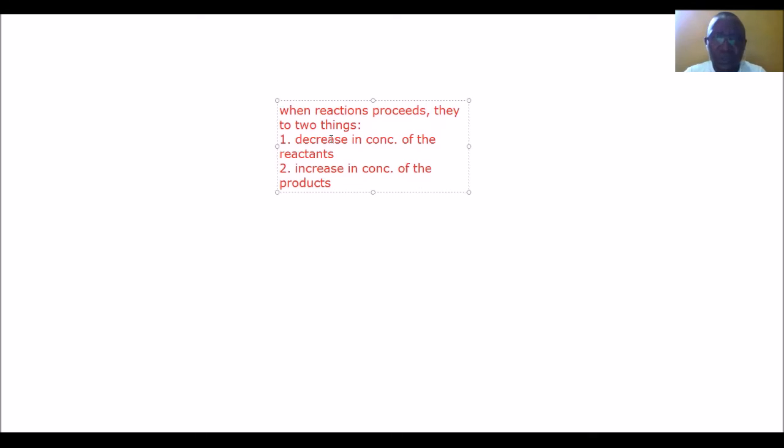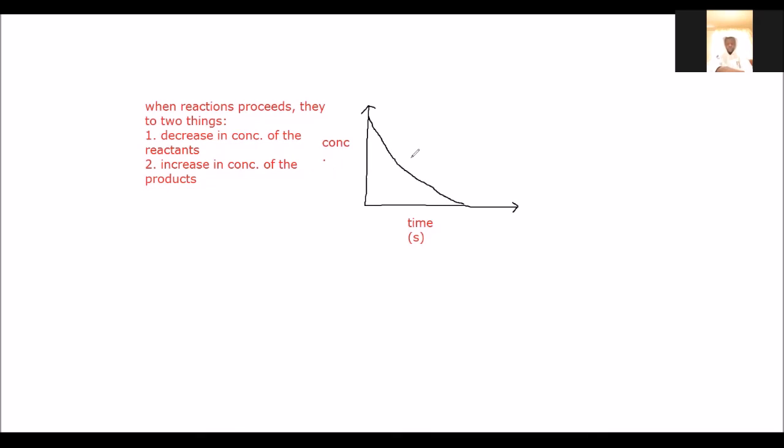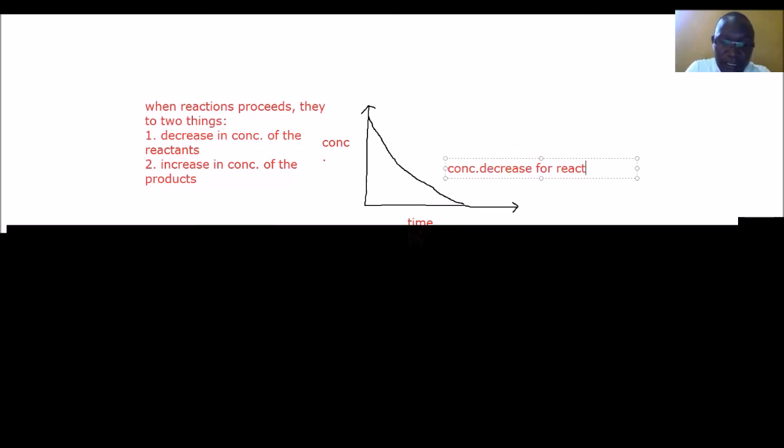Now, I want to use a graph here to illustrate what I'm saying. This curve that stretches downwards represents the concentration decrease for reactants. That is now what we have. So the concentration decreases with time. We can also show the curve for the concentration of the product. So remember, at the start of the experiment, or at the start of the reaction, no product. So the concentration of the product is 0.